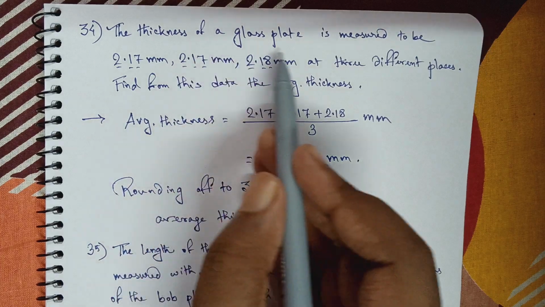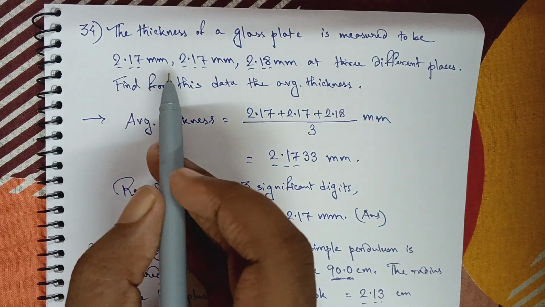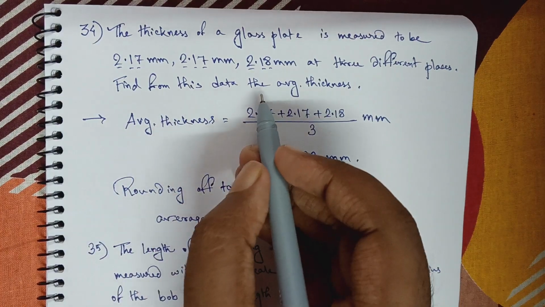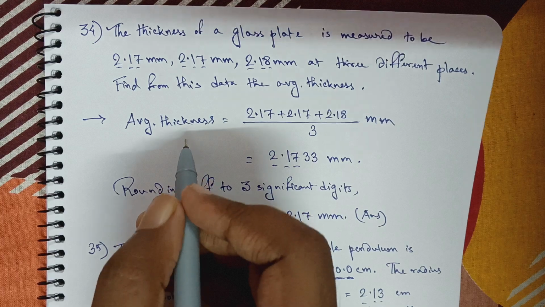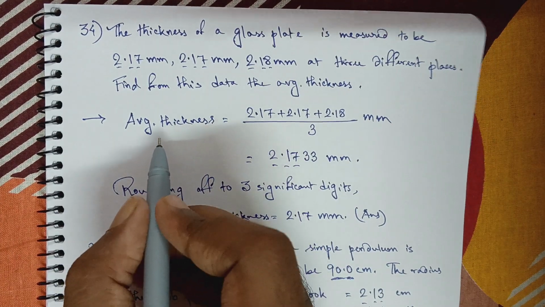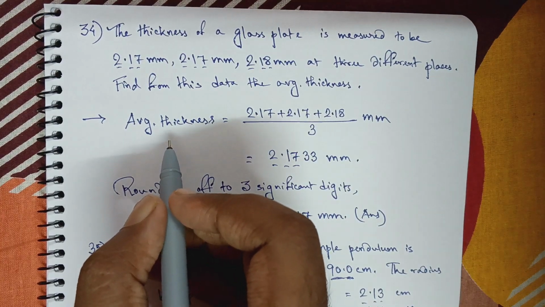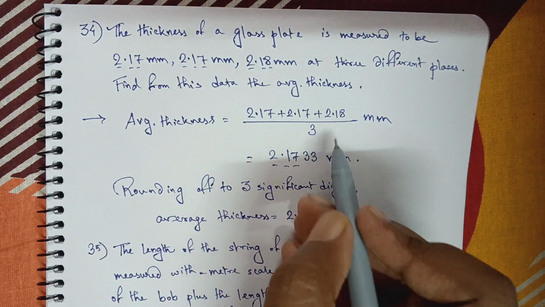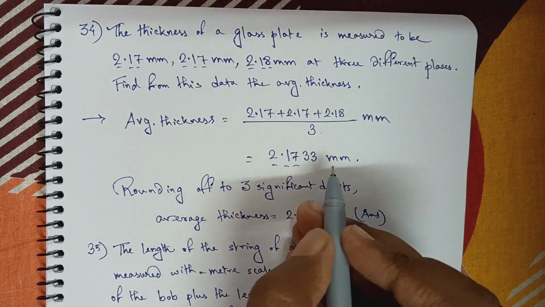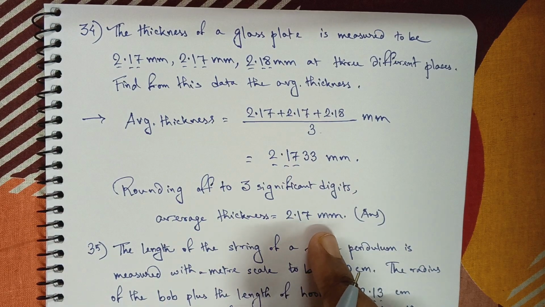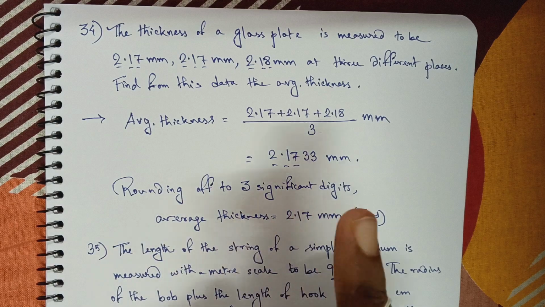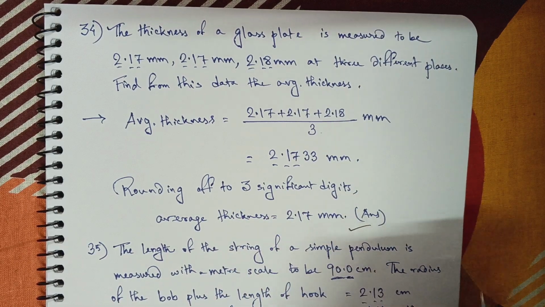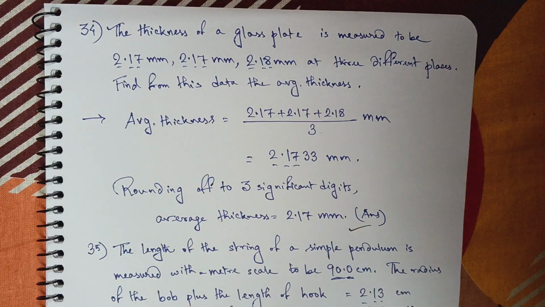Question number 34 says the thickness of a glass plate is measured to be 2.17 millimeter, 2.17 millimeter and 2.18 millimeter at 3 different places. Find from this data the average thickness. We have seen that it is very simple, just a childlike calculation. Average thickness is equal to 2.17 plus 2.17 plus 2.18 divided by 3 millimeter, since it is measured 3 times. So it becomes 2.1733 millimeter. Now, like the previous sum, we have to round it off to 3 significant digits. Therefore, the average thickness will be 2.17 millimeter. You can take a screenshot of this, right?